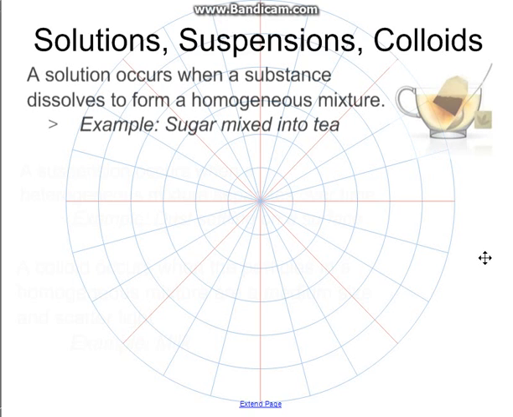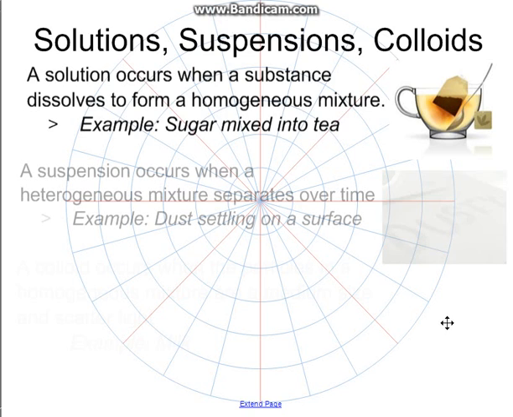The first one, a solution, occurs when a substance dissolves to form a homogeneous mixture, meaning you can't distinguish the parts. An example of this is sugar mixed into hot tea. As the sugar dissolves, you can't tell it's there. The sugar and water are mixed together. So it is a mixture, but you can't tell it's there. So we call that a solution.